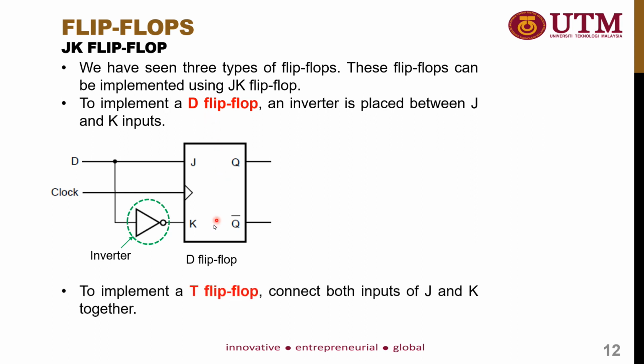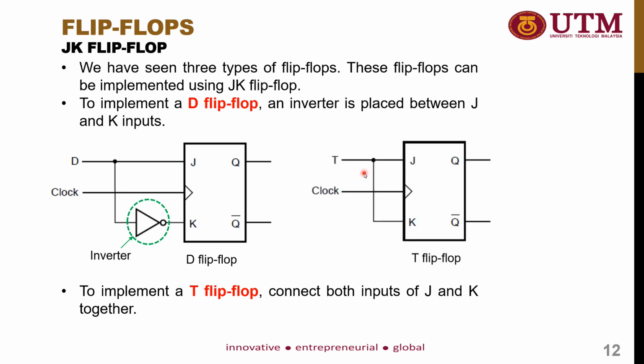The next type is to implement a T flip-flop. You can just connect both inputs of J and K all together. So to design a T flip-flop from the JK flip-flop, you can just connect the input T into both inputs of J and K. So you can simply design the D and T flip-flop by using one JK flip-flop. From here, you can already see that JK flip-flops can be operated as other types of flip-flops.